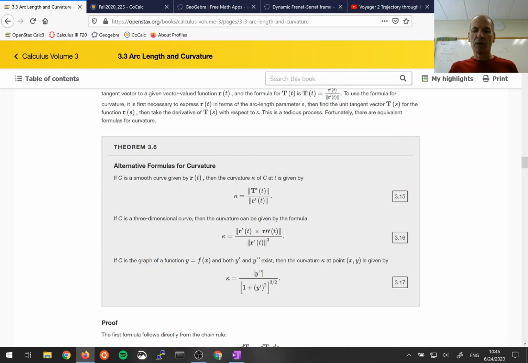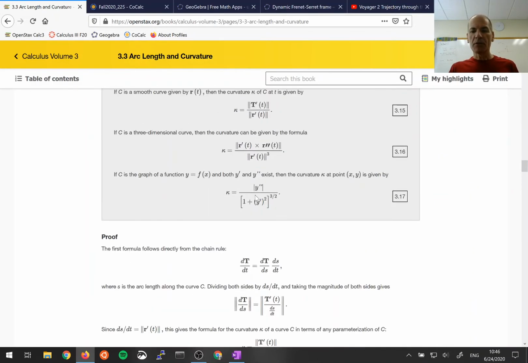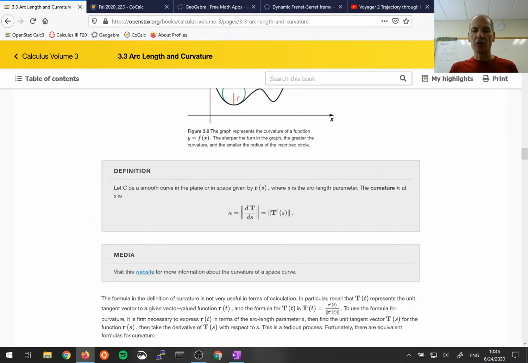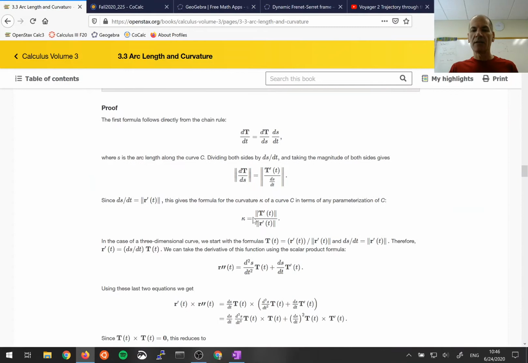Even this one, when I'm given a function y equals f of x, what I usually do is write the space curve for it, r of t, and then I just jump up to this formula here. The proof of these formulas follows from the original definition of the curvature as the derivative of T with respect to arc length. And you can chase it down, but the first thing we note here is we can get dT/dt as dT/ds times ds/dt using the chain rule. We can find the magnitude of dT/ds, which we know to be the curvature, as just the magnitude of T prime with respect to t over ds/dt.